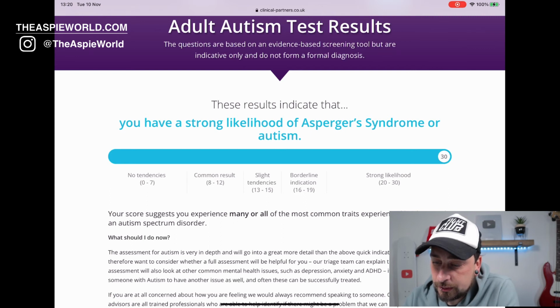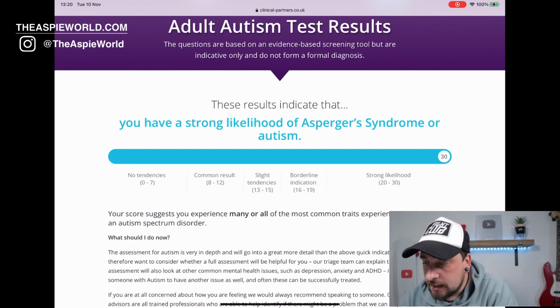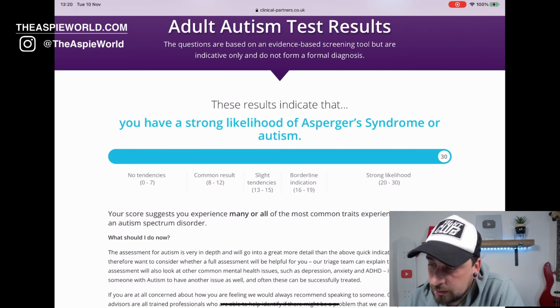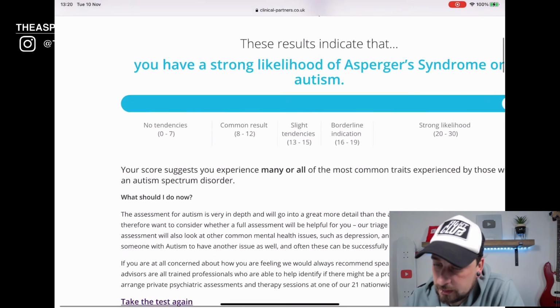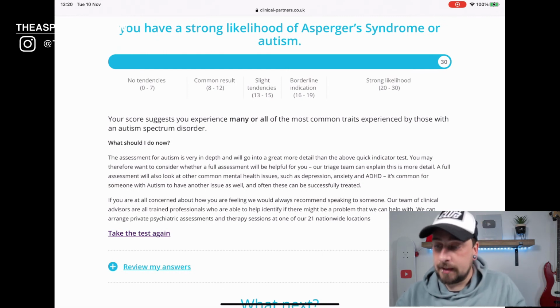If you scored 0 to 7, you'd have no tendencies. If you scored 8 to 12, you'd have a common result. If you scored 13 to 15, you'd have slight tendencies. Borderline is 16 to 19, and 20 to 30 is a strong likelihood. And I scored 30, which is absolutely crazy. Okay, so back to my camera.